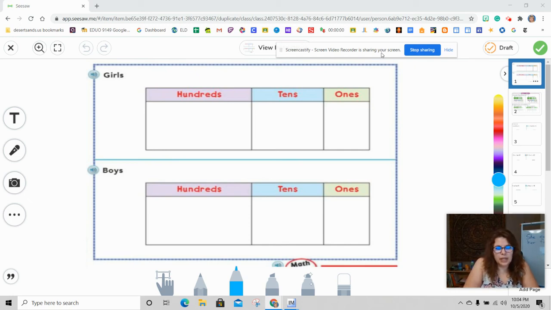Hi, boys and girls. Today I'm gonna be teaching math chapter 2.9, count on and count back by tens and hundreds. I'm gonna read a problem, and this is a listening part.